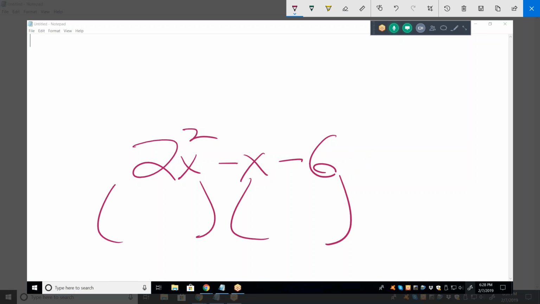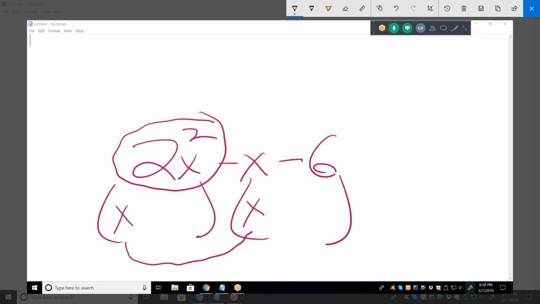And you'll see why. First step is the same. Split up the 2x squared. What does it got to be? It'd be x on both sides. Well, now hold on. If I do that, is that going to give me 2x squared as my first term? Wouldn't it be 2x? It's worth knowing that this term comes only from that times that. Nothing else.